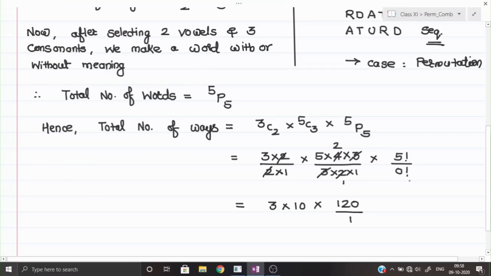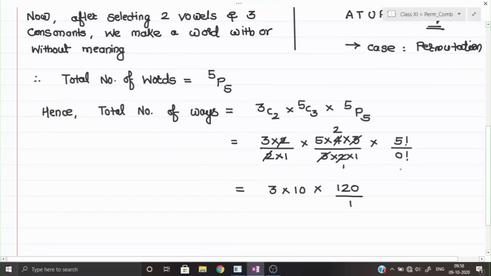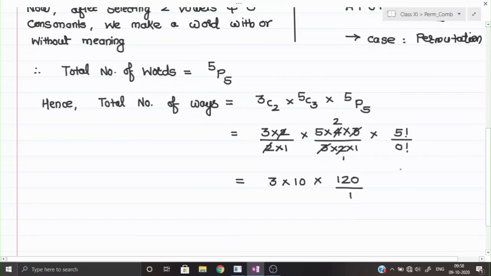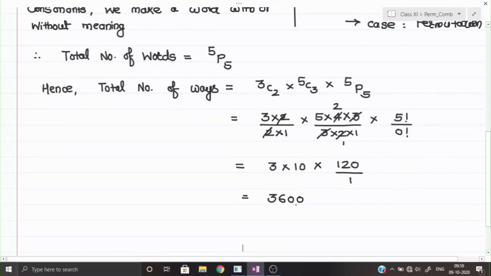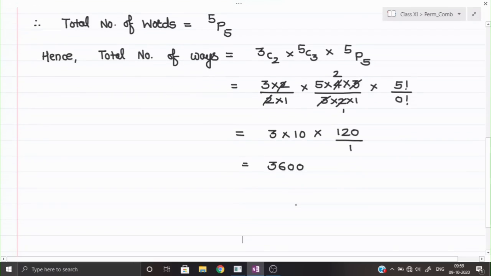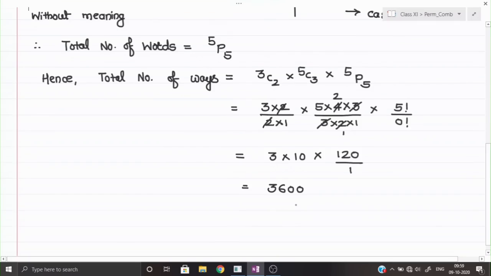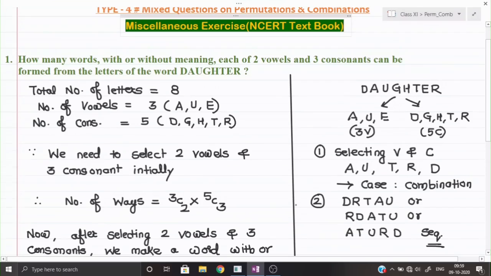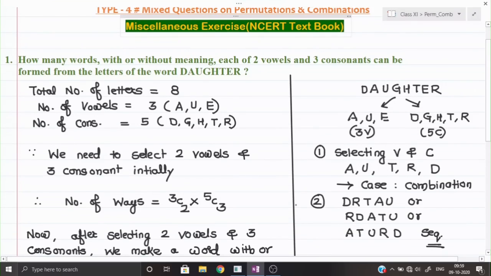Factorial 5 upon factorial 0, how did it come? Formula of nPr, that is factorial n upon factorial n minus r. So here n and r are both the same, that's why it will be factorial 0. Now 12 into 3, 36, and then 2 zeros will come. So the answer is coming 3600. Means total number of words that can be formed is 3600. See, they were asking us the same thing only in the question. How many words were they asking? So the total number of words formed will be 3600.